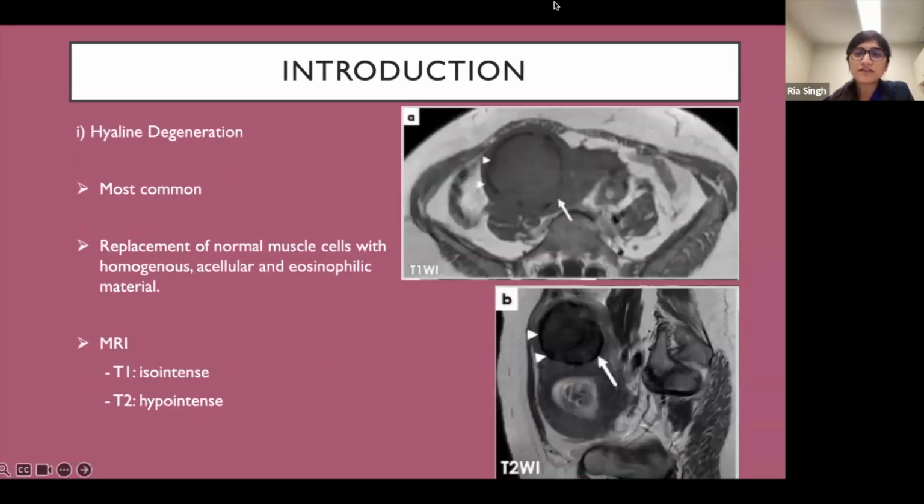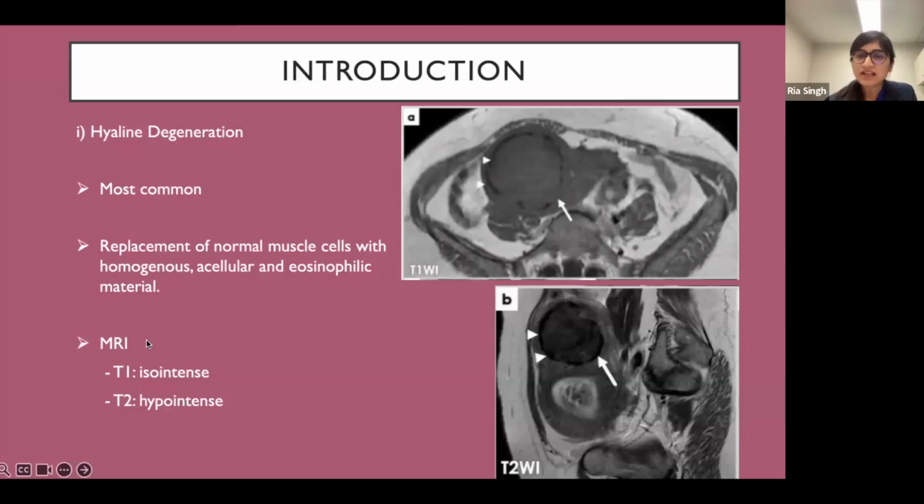So now I'm going to briefly talk about all these different types of degeneration and how they present on imaging. First, I have hyaline degeneration. It is the most common form of degeneration seen in a uterine fibroid and is seen in about 60% of cases. Herein, there is replacement of the normal muscle cells of the uterus with homogeneous acellular and eosinophilic material.